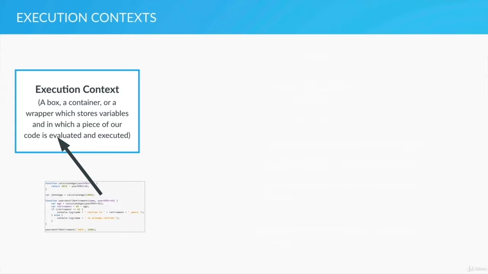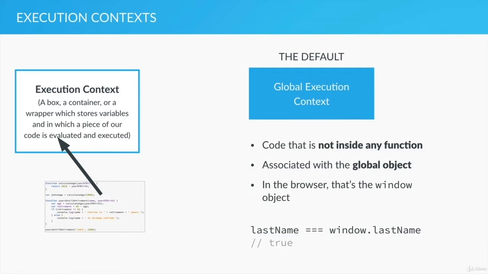Now, the default execution context is always the global context. Remember that I said that an execution context is where a piece of code is executed. Well, in a global context, all the code that is not inside of any function is executed. And this is very important. So again, the global execution context is for variables and functions that are not inside of any function.